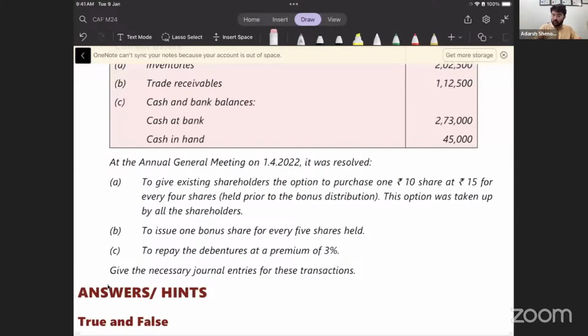Can you do it on your own? Can you try this question on your own? Yes or no? I've told you what the 8 entries are. It is similar to the previous question, easier than the previous question.